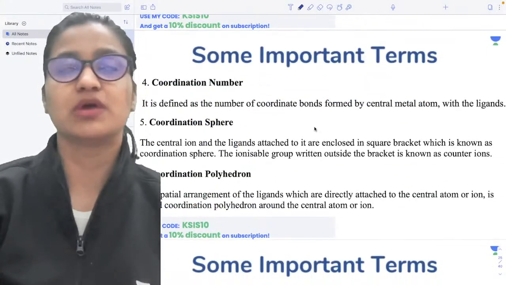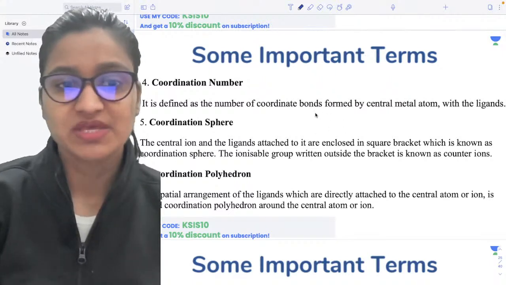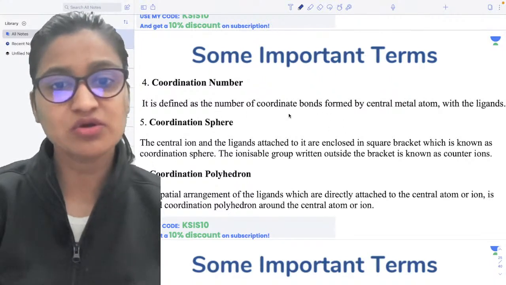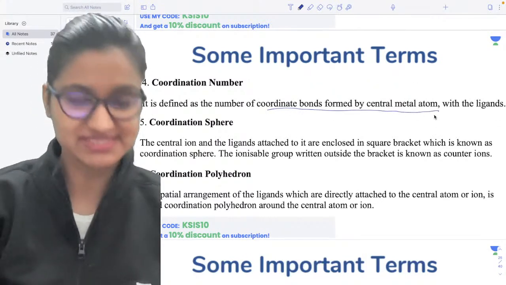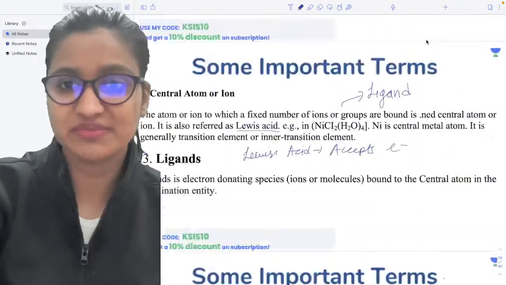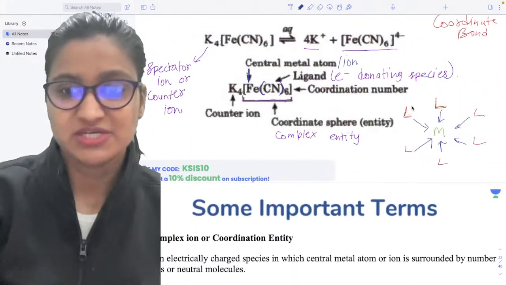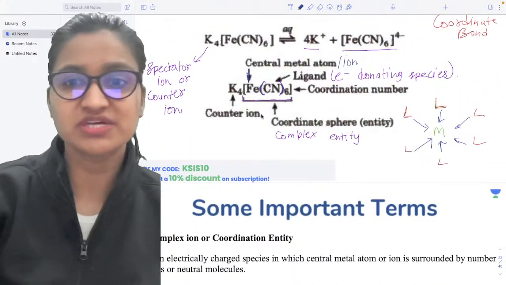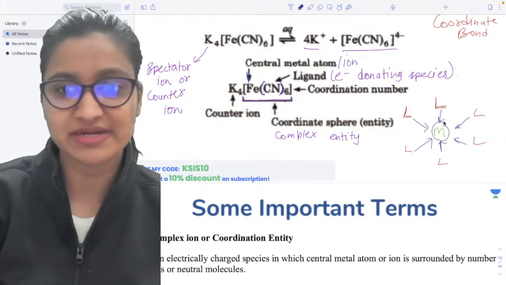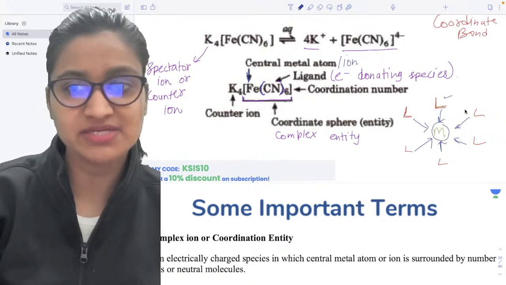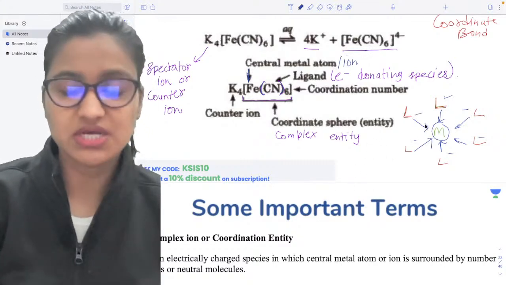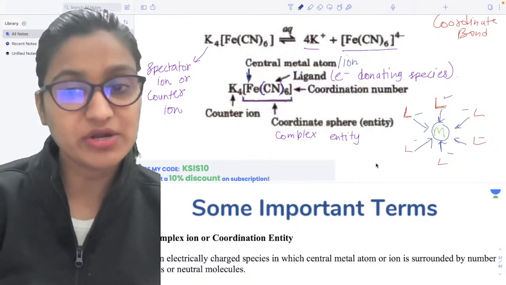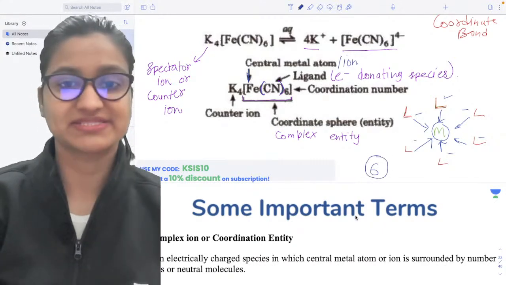So you can see here, then ligands, we already discussed that these are the electron donating species. Coordination number. Now what is coordination number? See, how many coordinate bonds are formed by the central metal atom with the ligands, okay? If I give you the same example, say this one. So here you can see how many bonds are formed by the central metal atom with the ligands. So it is 1, 2, 3, 4, 5, 6. So the coordination number here is 6, okay?